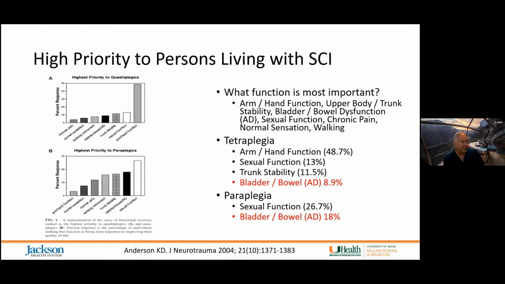In 2004, Kim Anderson was here at the Miami Project. She sent out a survey to people with tetraplegia as well as paraplegia and asked them what function is most important. Those with tetraplegia reported that almost 50% of them said arm and hand function would be the most important thing for them to regain, but bladder and bowel dysfunction, including autonomic dysreflexia, ranked 9%. Those with paraplegia, 18% of them reported that bladder and bowel dysfunction is what they're most concerned about.